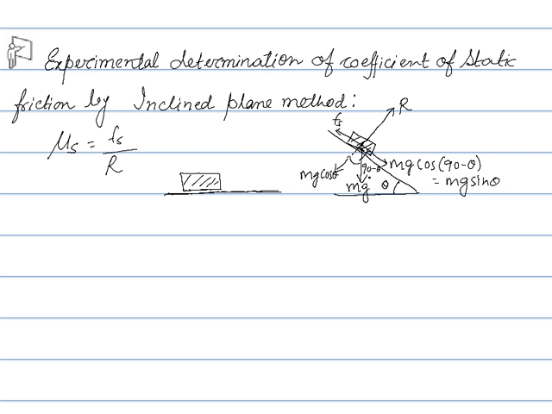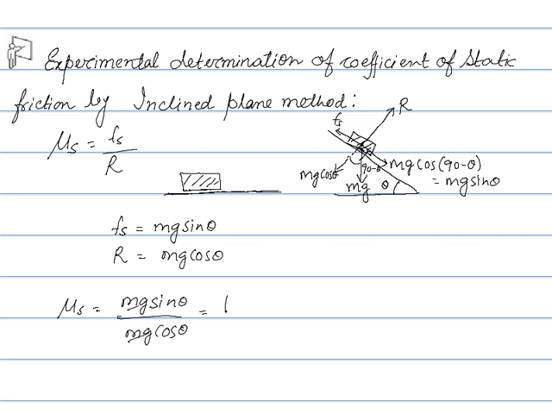So therefore at equilibrium position the maximum value of static frictional force is balanced by mg sin theta, and the weight component of the block, that is the normal reaction, is equal to mg cos theta. So from this equation mu s is mg sin theta by mg cos theta.